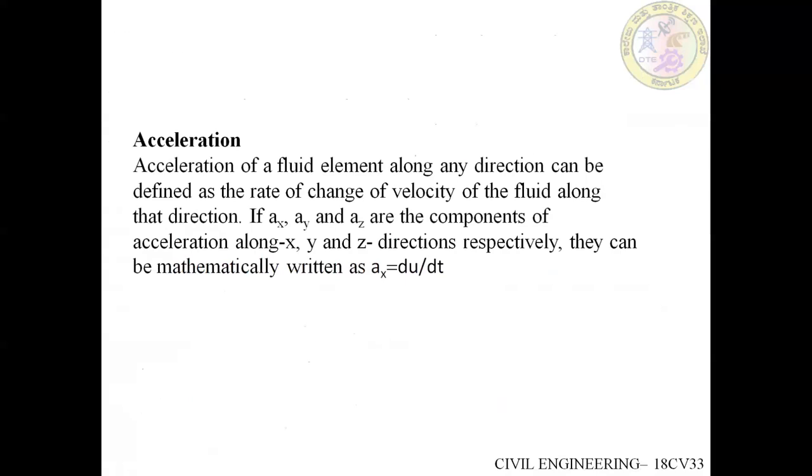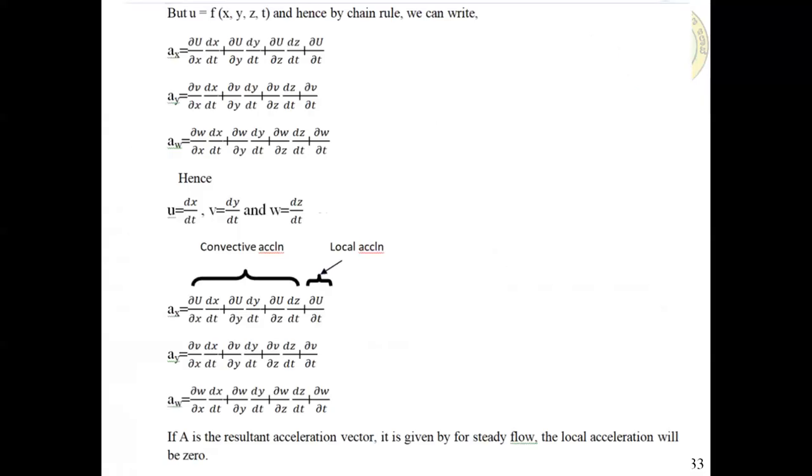Next is acceleration. Acceleration of a fluid element is defined as the rate of change of velocity of a fluid along that direction. Ax, Ay and Az are the components of acceleration along x, y and z direction respectively. Mathematically, if we consider the direction as x, Ax will be equal to du by dt. We know that u is a function of x, y, z, t. Hence, Ax can be written like this by partial differentiation. Similarly, we can write the equations for Ay as well as Az.